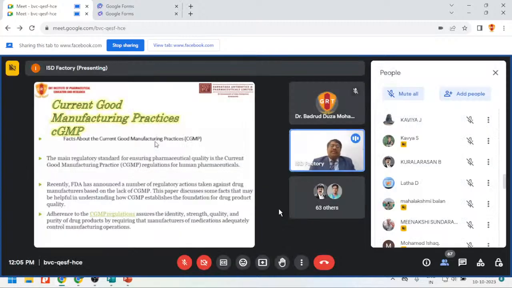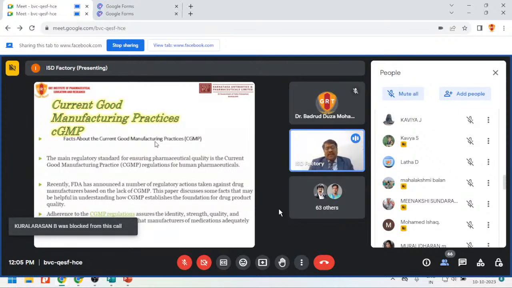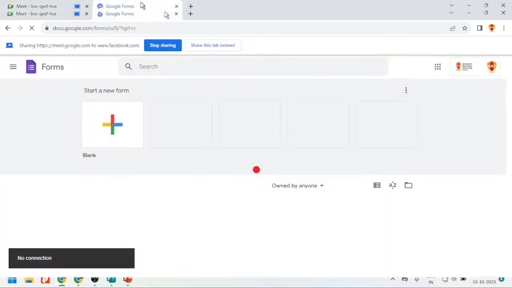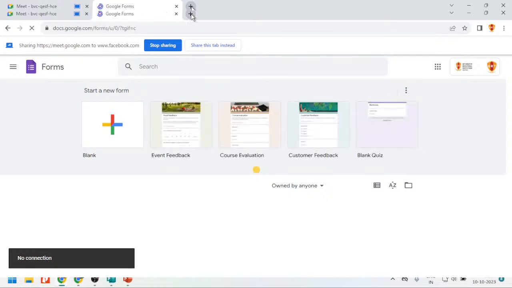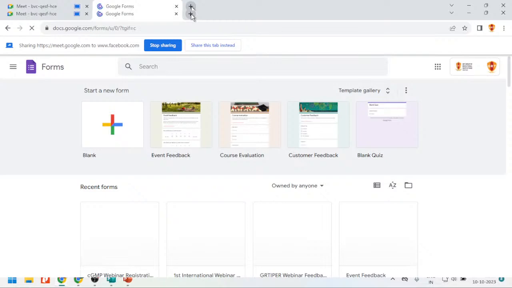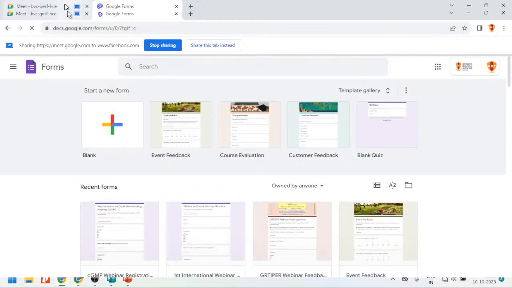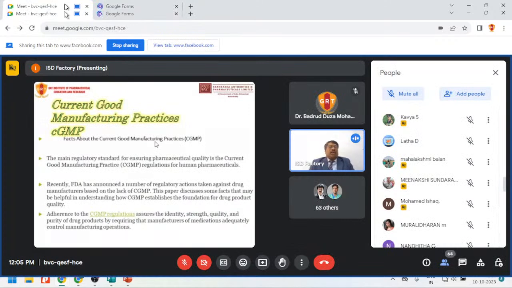This is a discussion of some facts, very helpful for understanding how CGMP established the foundation for drug product quality. So that's why we follow the good manufacturing practice, current good manufacturing practices. Adherence to the CGMP regulations assures the identity, strength, quality, and purity of the drug products, requiring that manufacturers of medicines adequately control the manufacturing operations. Through the manufacturing operations only, we are able to control, and the CGMP regulations are the main factor. These are the facts about the current good manufacturing practices, and this is one of the main, important ones.